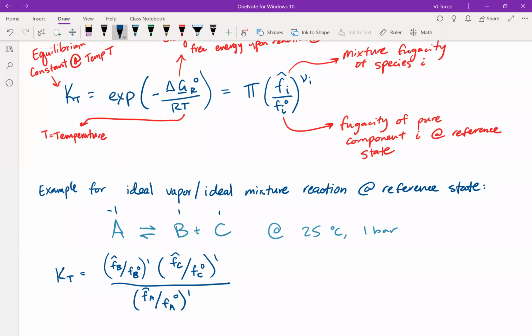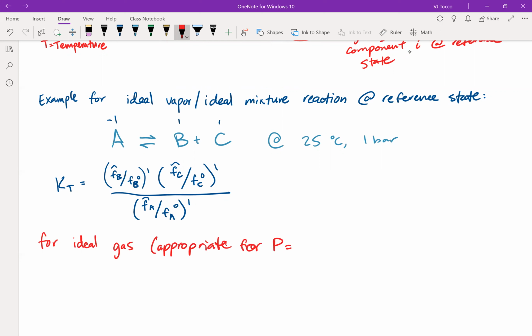And if we're assuming an ideal gas mixture, which is reasonably appropriate for 1 bar, so for ideal gas, and this is appropriate for low pressure, for P equal to 1 bar, which is low, I can say that the mixture fugacity for species i is simply equal to the partial pressure of species i, which is equal to y_i times the total pressure.